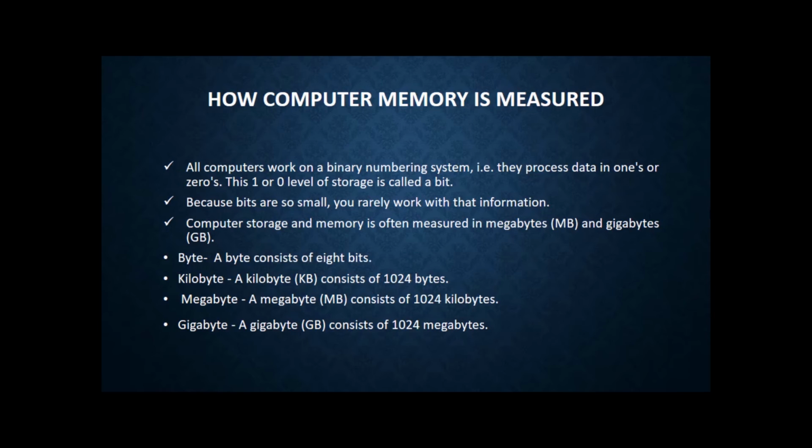From a kilobyte you go to a megabyte. Now a megabyte consists of 1024 kilobytes, and a gigabyte consists of 1024 megabytes. But we mostly use a megabyte or a gigabyte to measure memory.